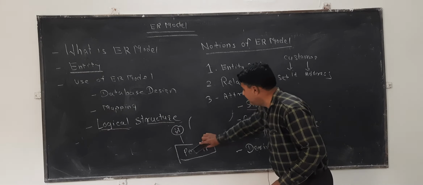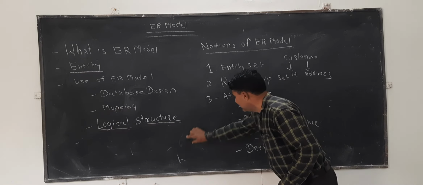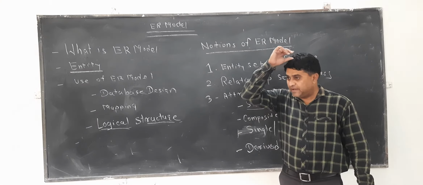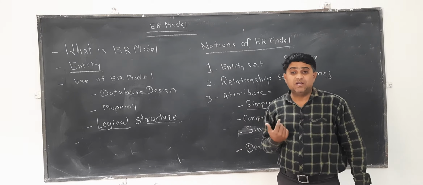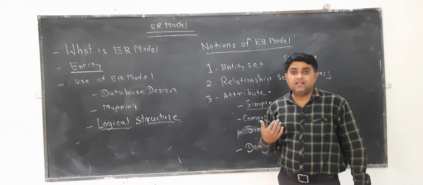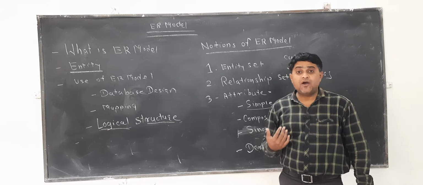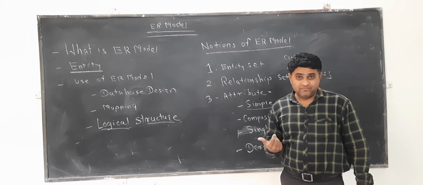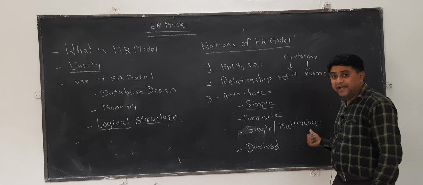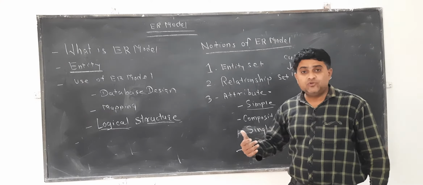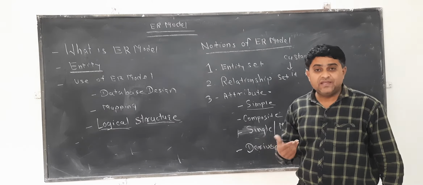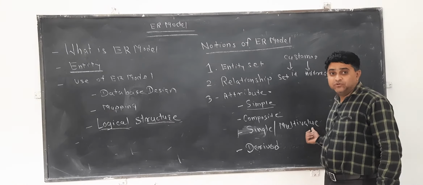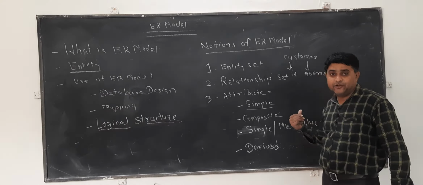Next one, single and multi-value attribute. Single means, for example, I have a mobile number, that is a single attribute. Also I have multiple mobile numbers, meaning an alternative mobile number, that is a multi-value attribute. In a database there are some duplicate entries also, meaning we find them using this single-value and multi-value attribute, that is called single-value and multi-value attributes.